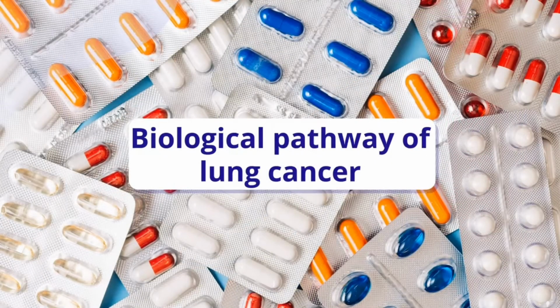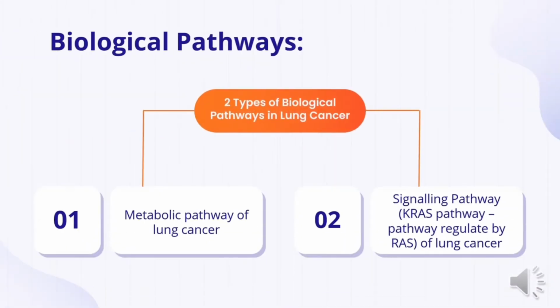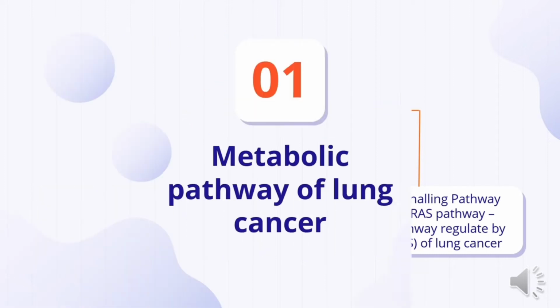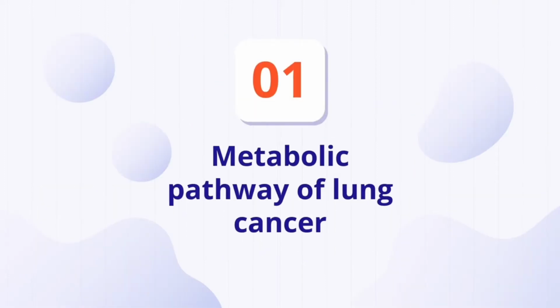Now, let's discuss the biological pathway of lung cancer. Basically, there are two types of biological pathways involved in lung cancer, which are known as the metabolic pathway and the signaling pathway. The signaling pathway involved is known as the RAS pathway, which is a pathway regulated by the RAS gene of lung cancer. Metabolic pathway of lung cancer.